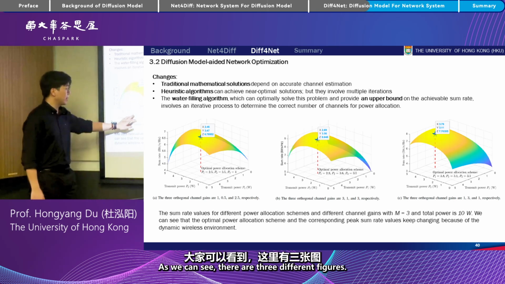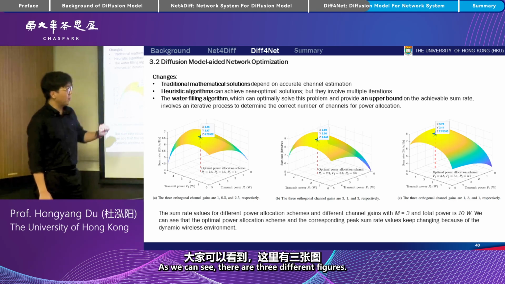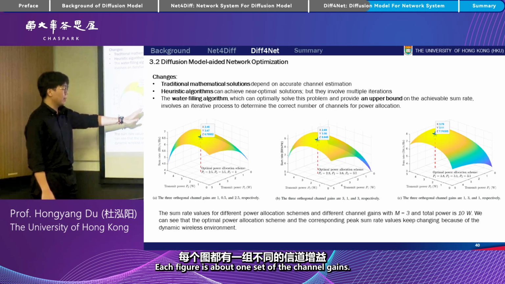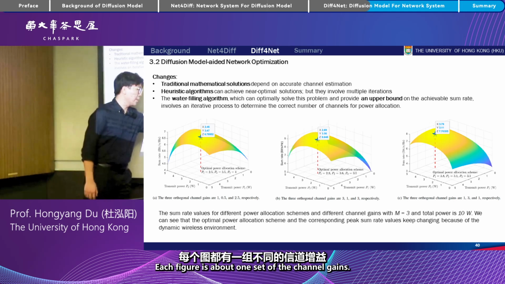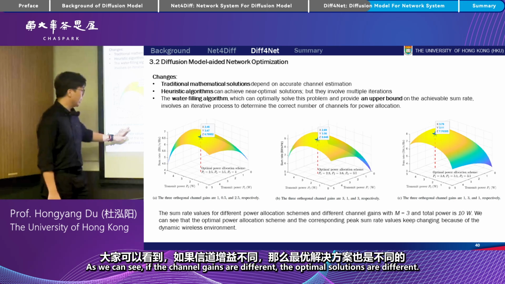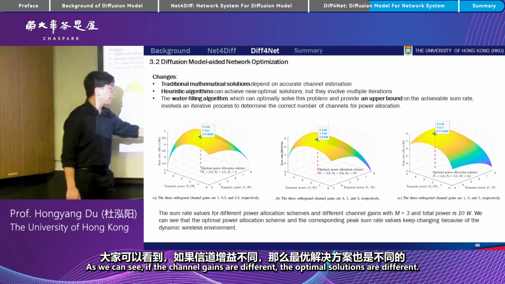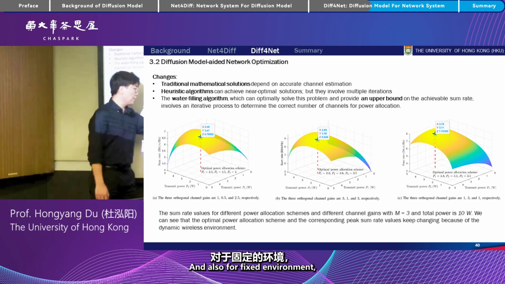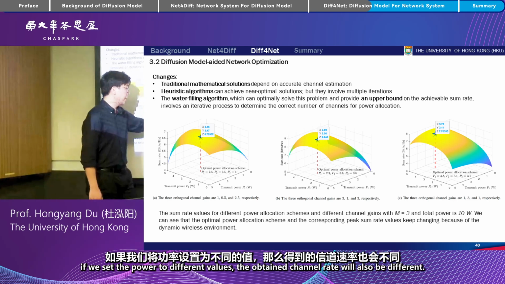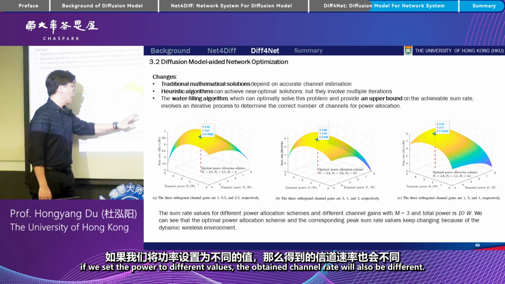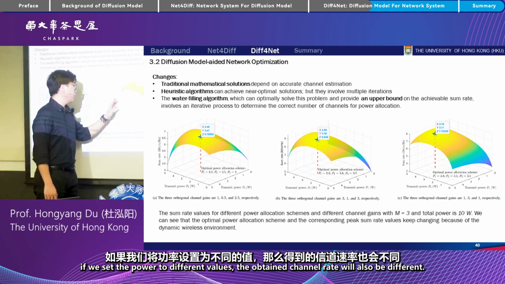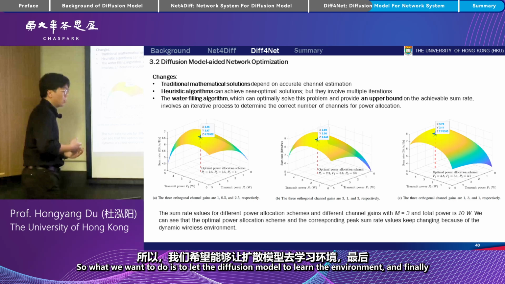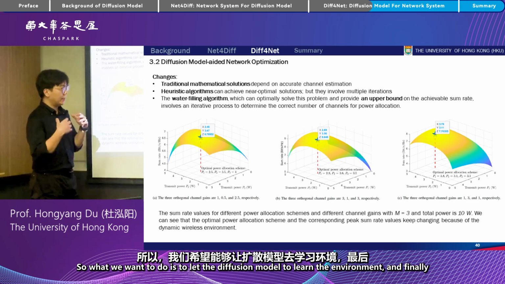As we can see, there are three different figures, and each figure is about one set of channel gains. If the channel gains are different, the optimal solutions are different. And also, for a fixed environment, if we set the power to different values, the obtained channel rate will also be different. So what we want to do is to let the diffusion model learn the environment.